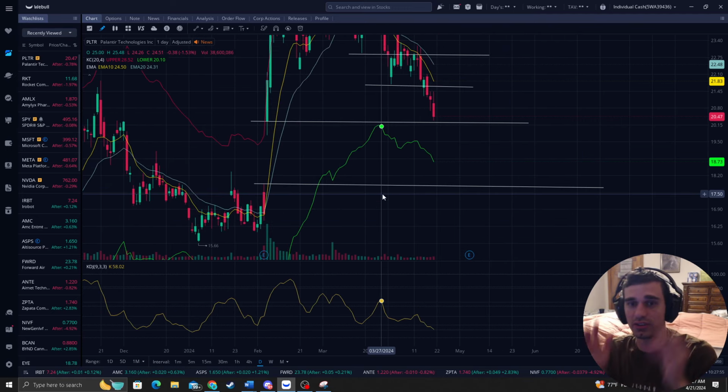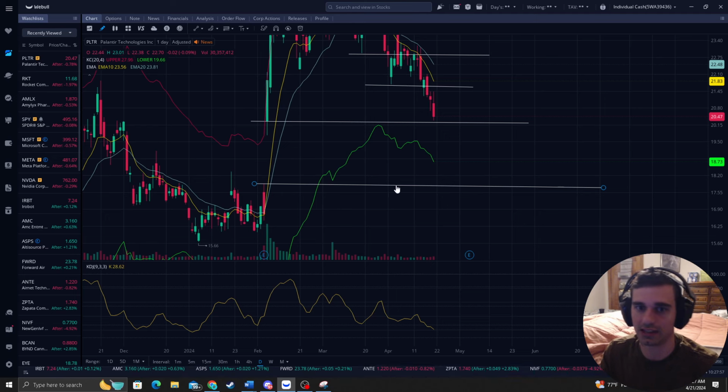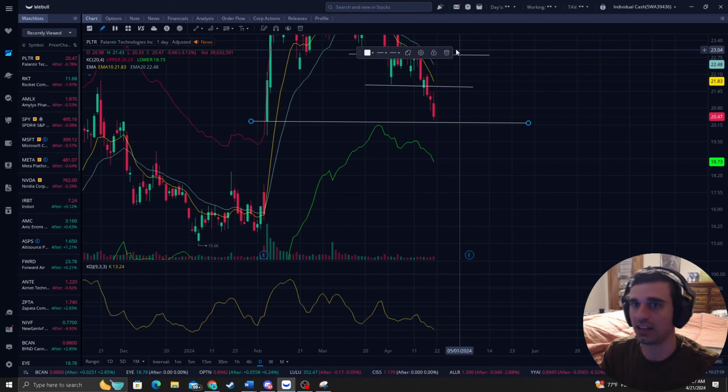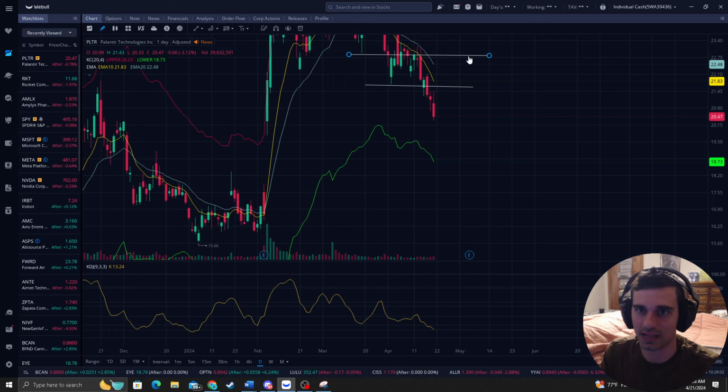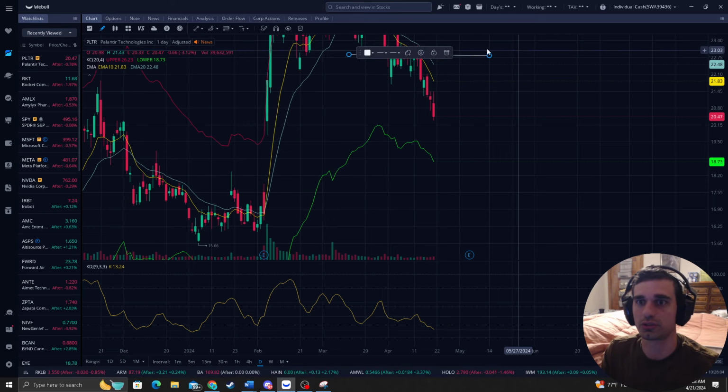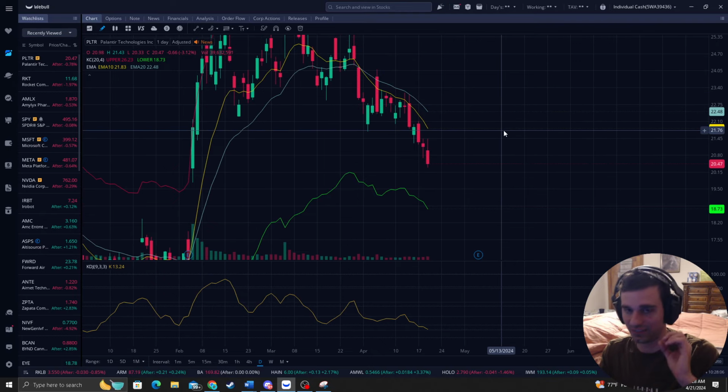Does price have to go there? Absolutely not. It does not have to fill that gap before it starts going up. It could take a year from later to do it. It does not have to do it though. So we want to make sure we're using a system that makes sense, that's very easy to understand.